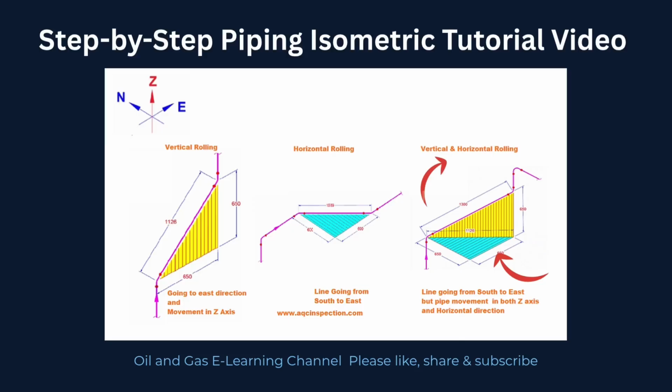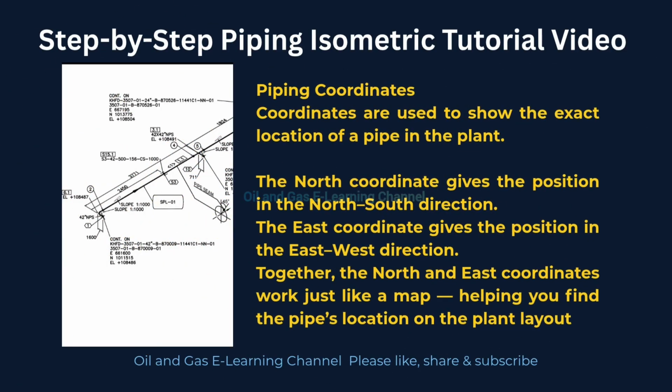Double rolling, box rolling. The line moves at both horizontal and vertical angles. The hatch marks show both directions. So, to read piping orientation and directions, always start by finding plant north. Then check the drawing for the path of the line. Look for rolling symbols and hatch marks to understand if the line changes direction.